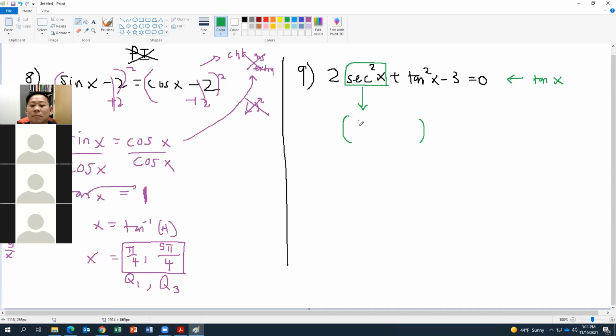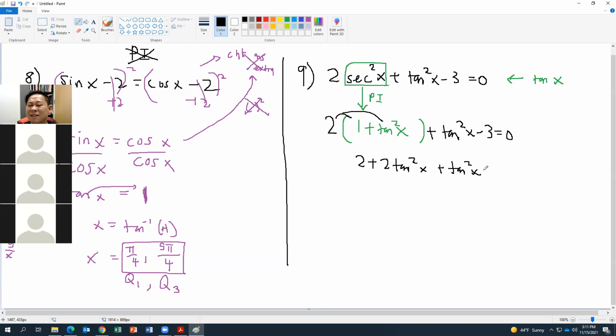One plus tan square. So using the Pythagorean identity, 1 plus tangent square x is secant square x. So what you need to do is distribute the 2, and then tangent square x minus 3 behind equals to 0. They all will be dropped, so that we just use that. So distribute the 2, you will get 2 plus 2 tangent square x, and then plus another tangent square x minus 3.